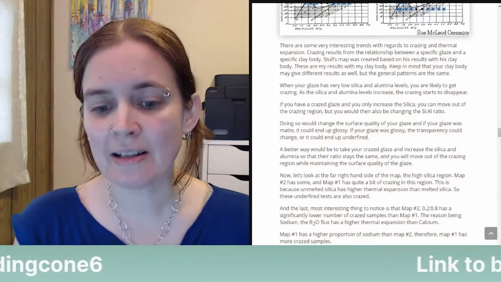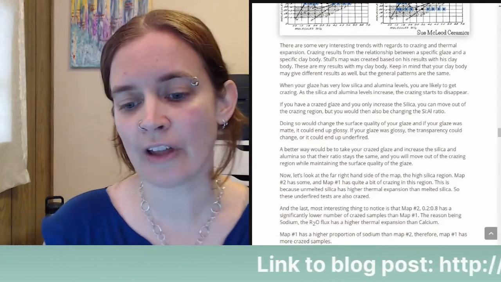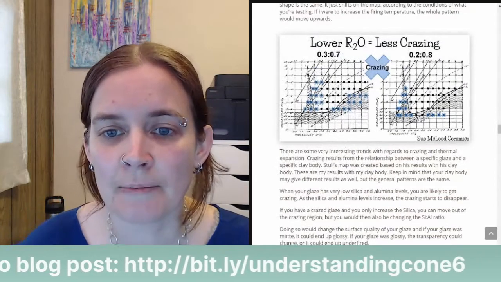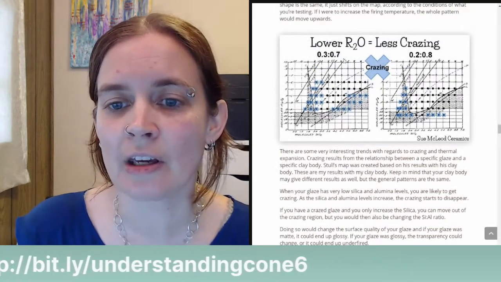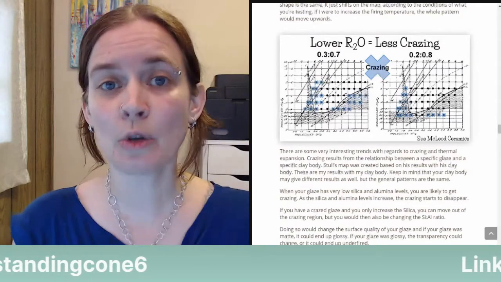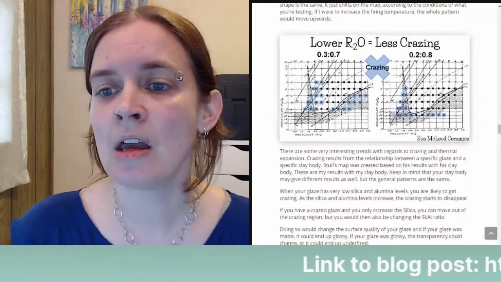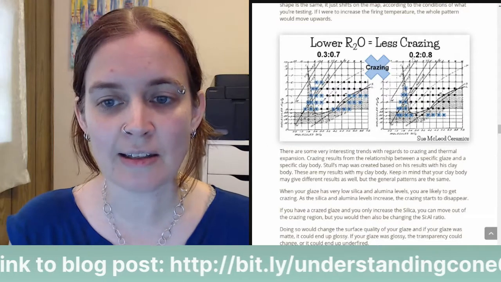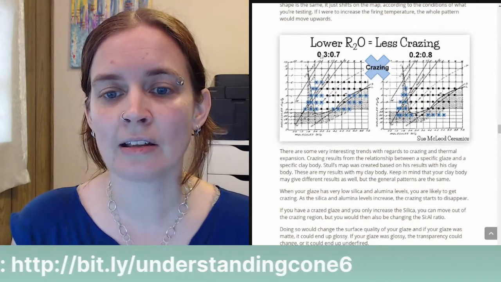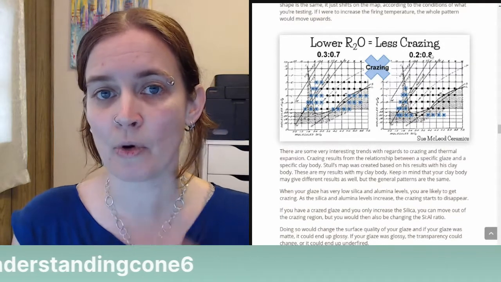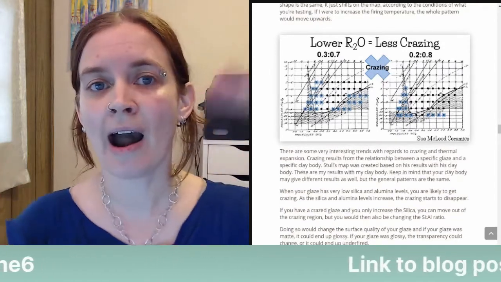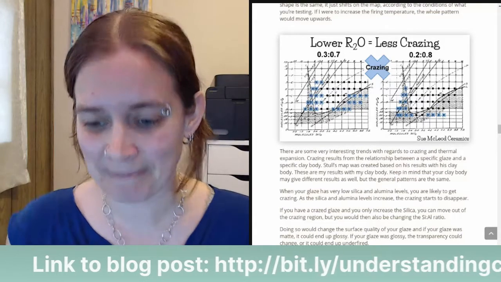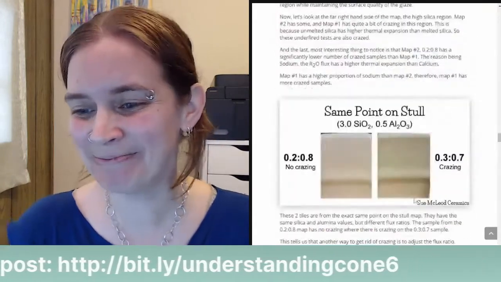The reason being that sodium, which is the R2O flux, the primary flux, has higher thermal expansion than calcium. So here we've got 0.3 moles of sodium for every 0.7 moles of calcium. Sodium has higher thermal expansion than calcium. So over here, when we replace 0.1 moles of sodium with 0.1 moles of calcium, we're basically lowering the sodium by 0.1 and raising the calcium by 0.1. So we're replacing a higher thermal expansion ingredient with a lower thermal expansion ingredient, which reduces the crazing, like magic or science, chemistry.